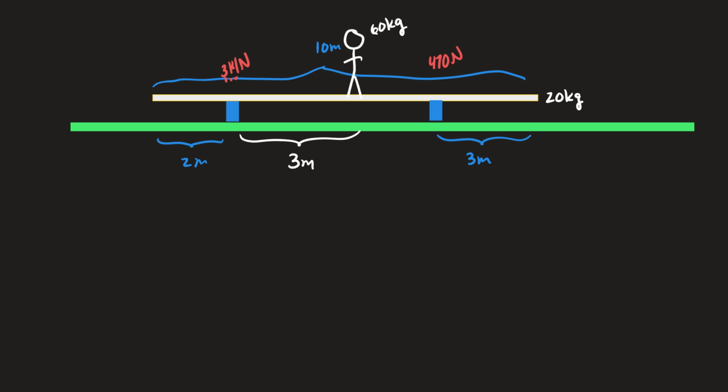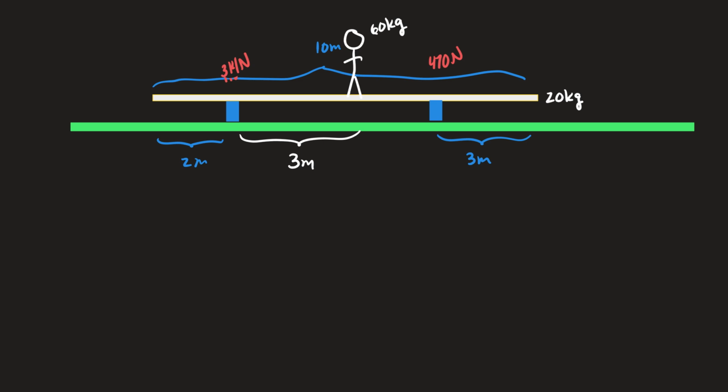All right, so I've created a new one. Couple of cinder blocks on the ground. This is like one of your homework questions. I put a big 10-meter long plank on top of the cinder blocks and a guy standing on it at the very center. But the cinder blocks aren't in the middle. I have one cinder block 2 meters in and one cinder block 3 meters in.